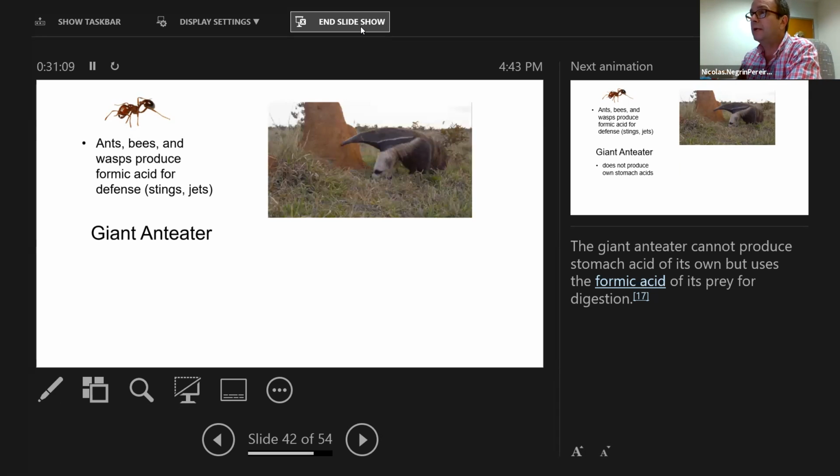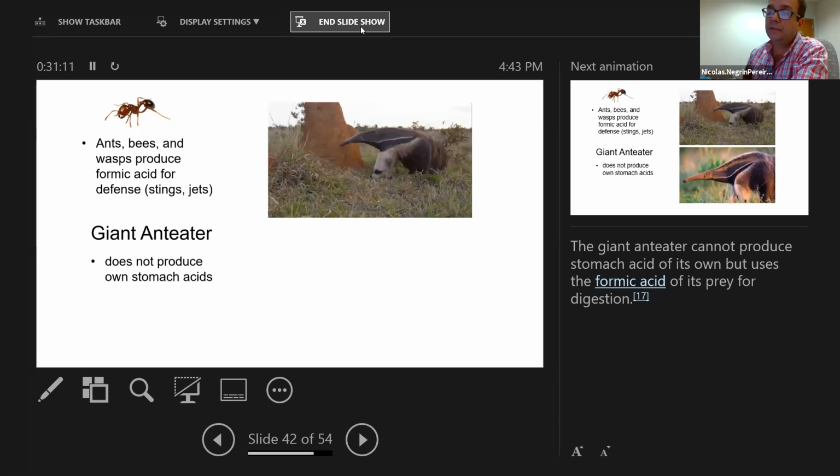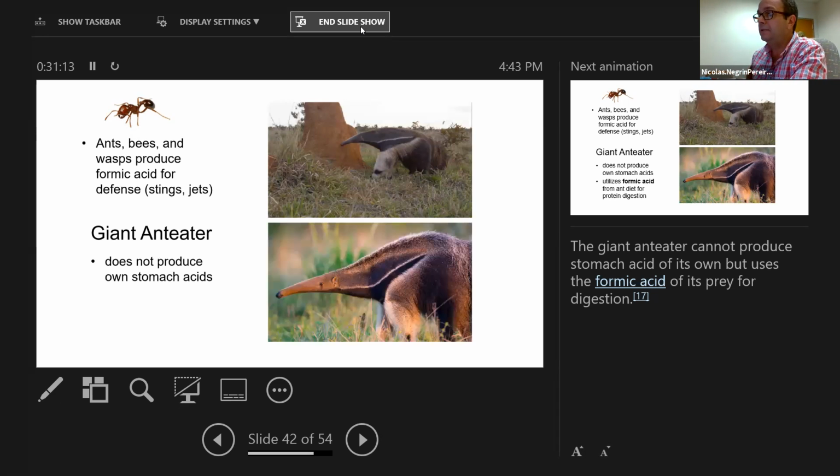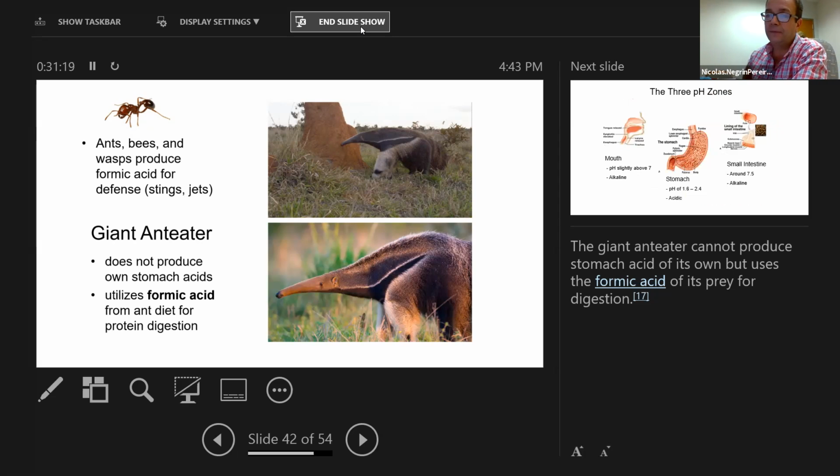And that's the reason why the giant anteater needs to eat ants, to get this acid from their actual prey. So they utilize the formic acid from the ant diet for their own protein digestion. Remember, the acid condition of the stomach is necessary for the conversion of pepsinogen into pepsin.